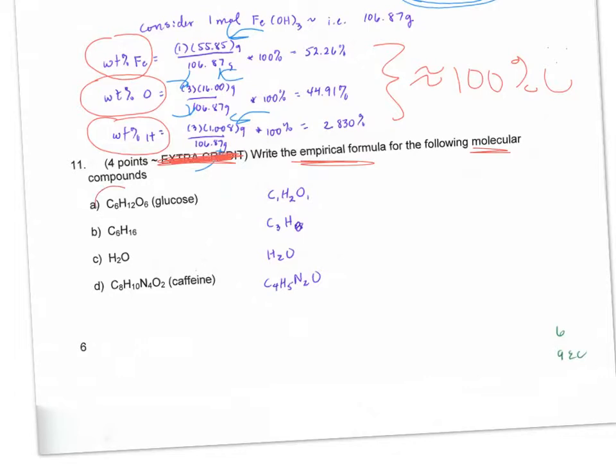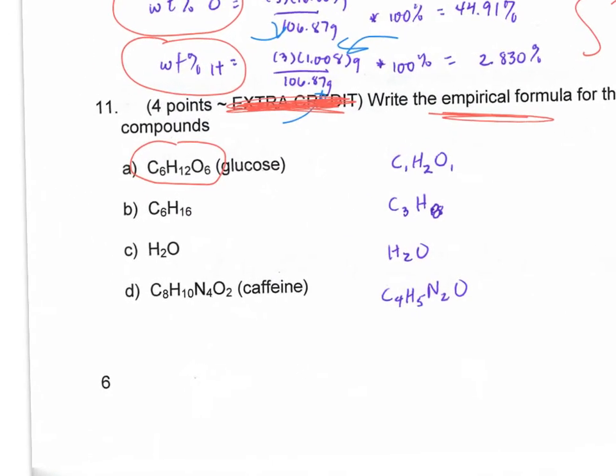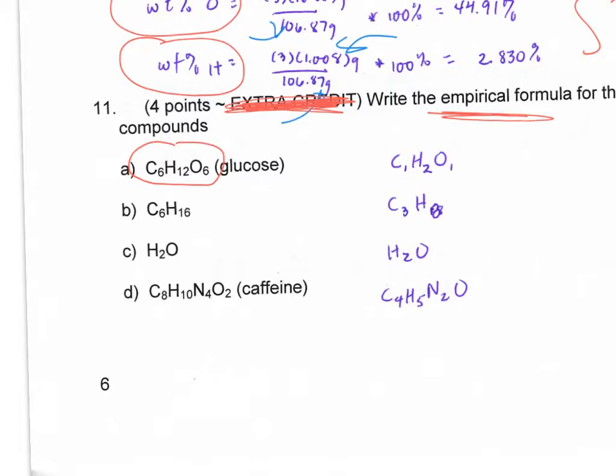So, for instance, we have C6H12O6. We can divide all of those numbers by 6, can't we? So divide by 6, divide by 6, divide by 6, and we end up with C1H2O1. Water can't be reduced. Okay, this one, caffeine, it can be reduced, but the largest common denominator is just 2. So we divide everything by 2, and we get a 4, 5, 2, and 1 with regard to carbon, hydrogen, nitrogen, and oxygen.